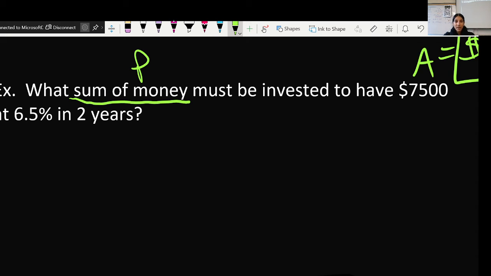So what sum of money must be invested to have 7,500? What do you think that 7,500 represents? Yeah, so future value, right? Which variable did we use for that? FV, or we called it A, right? So A is that future value that you'll see. And then at 6.5%, which variable would that represent? That'd be R. And what's a better way for us to say that?